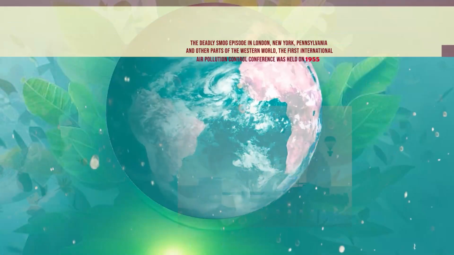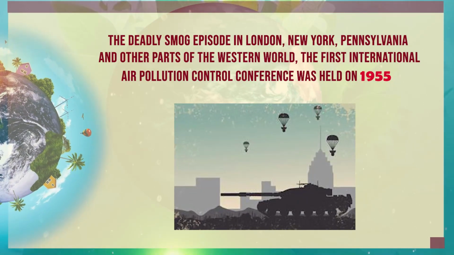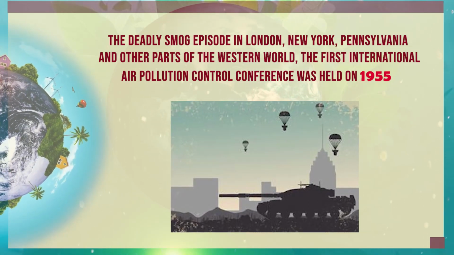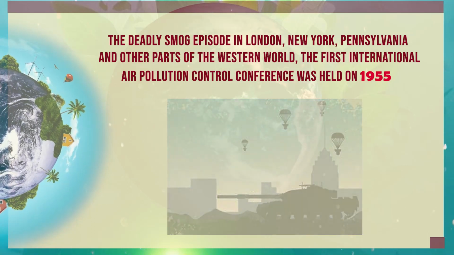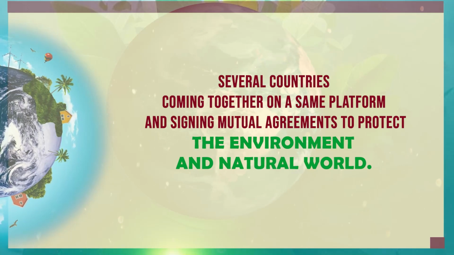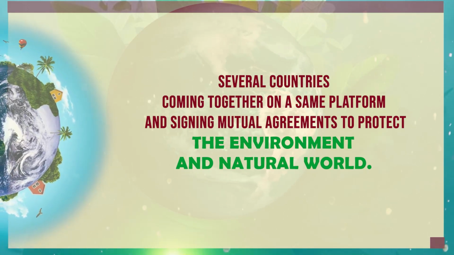Now, World War I and World War II show us how human conflict can lead to the mass destruction of nature and biodiversity. Thus, post-World War, there was a growing concern to preserve the environment, the biosphere and the natural world. Due to the deadly smog episodes in London, New York, Pennsylvania, and other parts of the Western world, the first International Air Pollution Control Conference was held in 1955. Several countries came together on the same platform, signing mutual agreements to protect the environment and natural world. The Ramsar Convention in the year 1971 was the first of such examples, and then the Stockholm Conference in the year 1972.